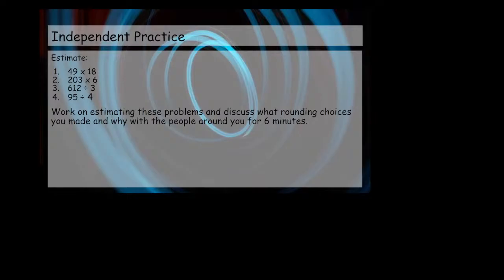Here's some independent practice. Estimate 49 times 18, 203 times 6, 612 divided by 3, and 95 divided by 4. Work on estimating these problems and discuss what rounding choices you made and why you made these choices with the people around you for 6 minutes.